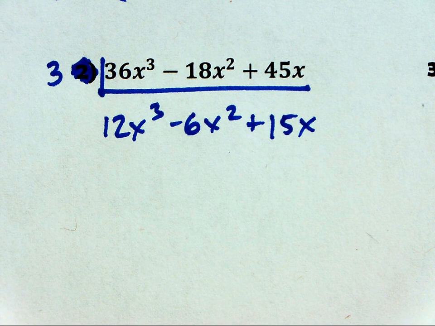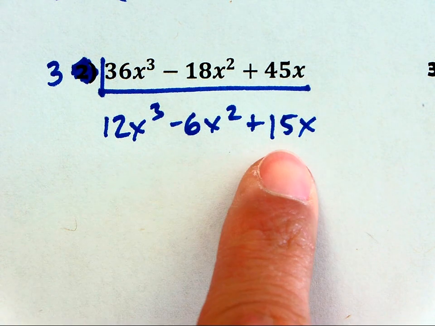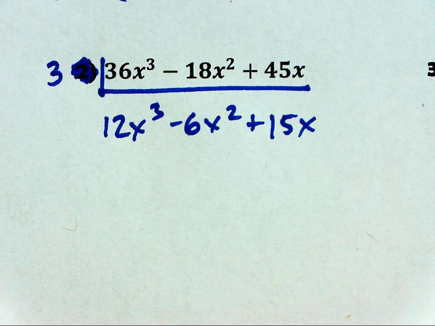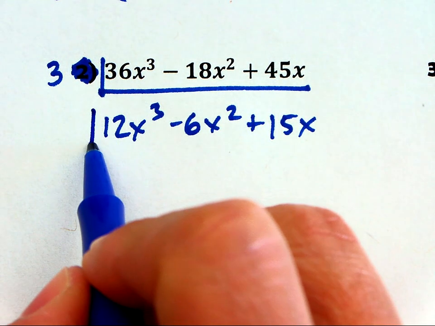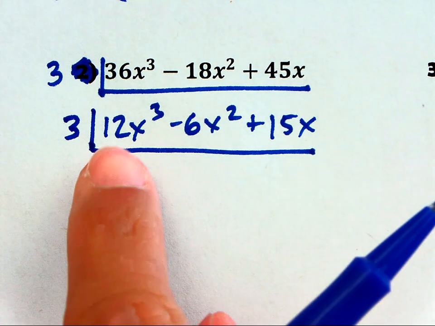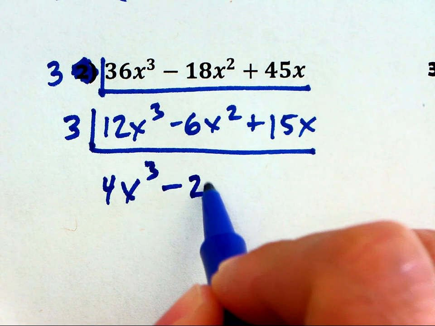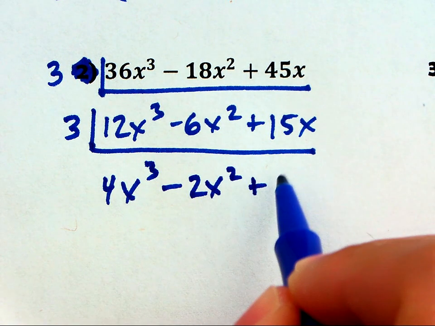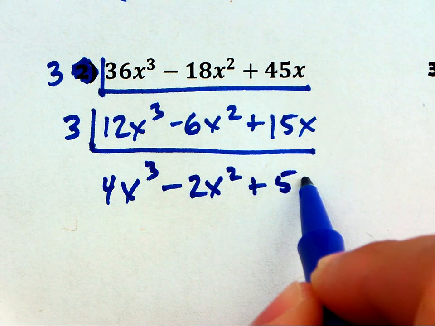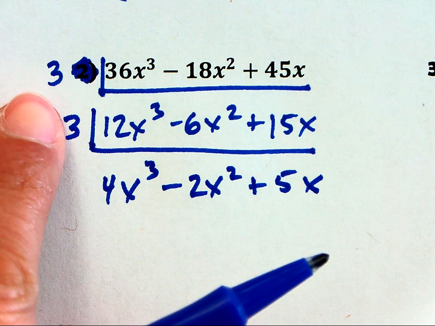Now I'm looking at the coefficients, 12, 6, and 15. Hey, I can still divide those and get smaller values. They're all divisible by 3 again. So I'm going to divide by 3 one more time. 12 divided by 3 is 4, 6 divided by 3 is 2, and 15 divided by 3 is 5.